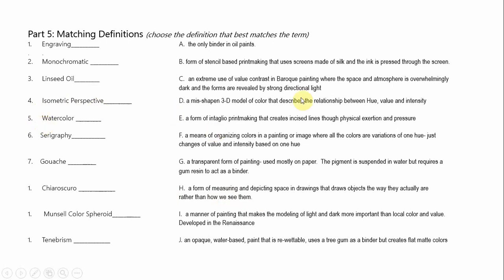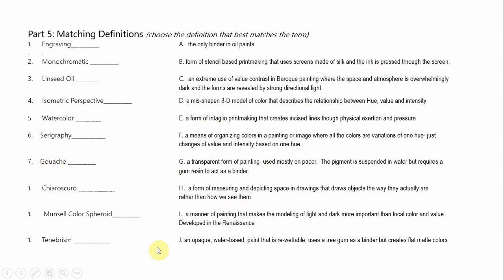5, watercolor is a transparent form of painting used mostly on paper. The pigment is suspended in water, requires gum resin to act as a binder. Okay, that would be G. 6, serigraphy is a form of stencil-based printmaking, B.